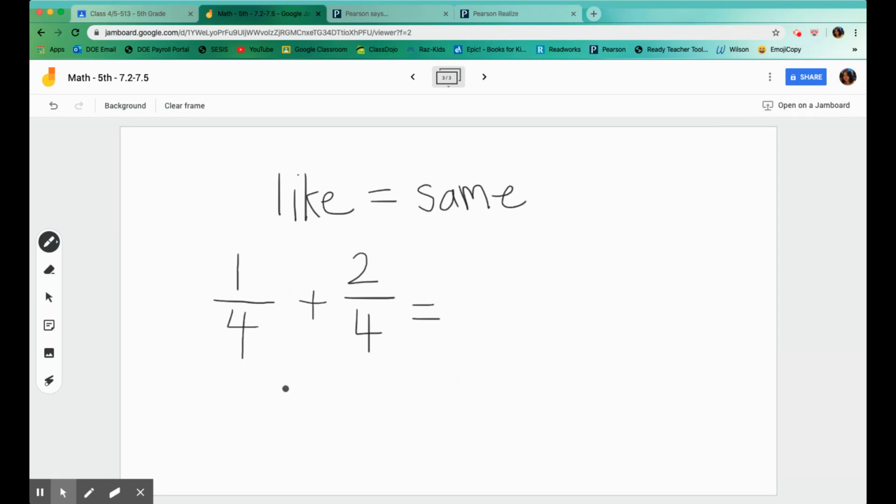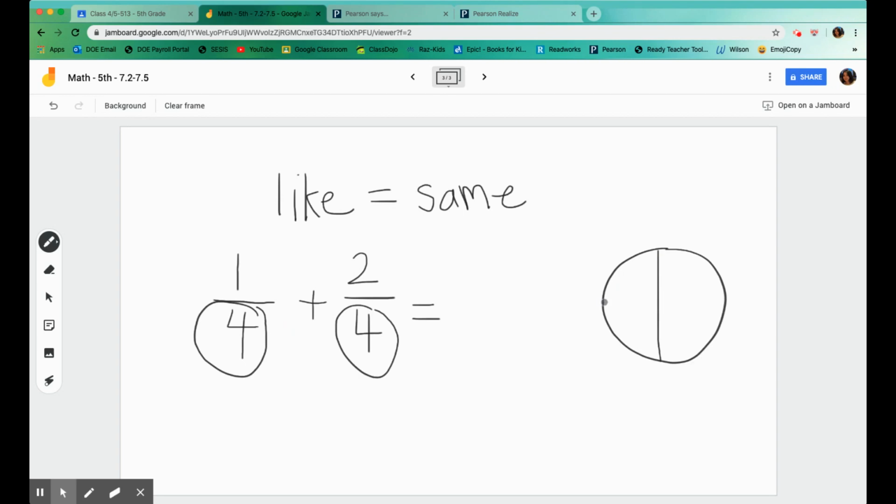So let's see. Here's the pizza. And I can see that they're like denominators here. Denominators are the same. So we have 4 pieces of pizza total in the whole pizza. And Westland, I ate 1. And then you ate 2 pieces. So how many pieces did we eat? We ate 1, 2, 3. And how many pieces of pizza are there still in the whole? 1, 2, 3, 4.